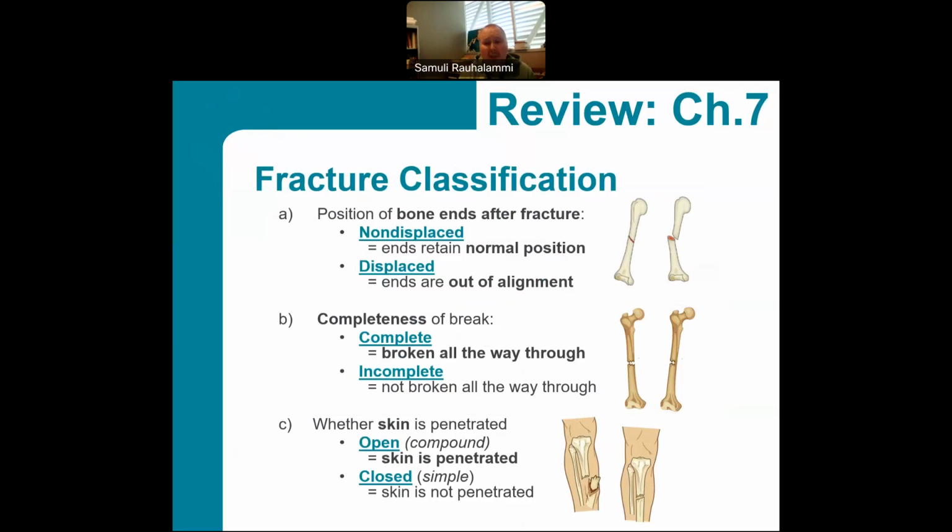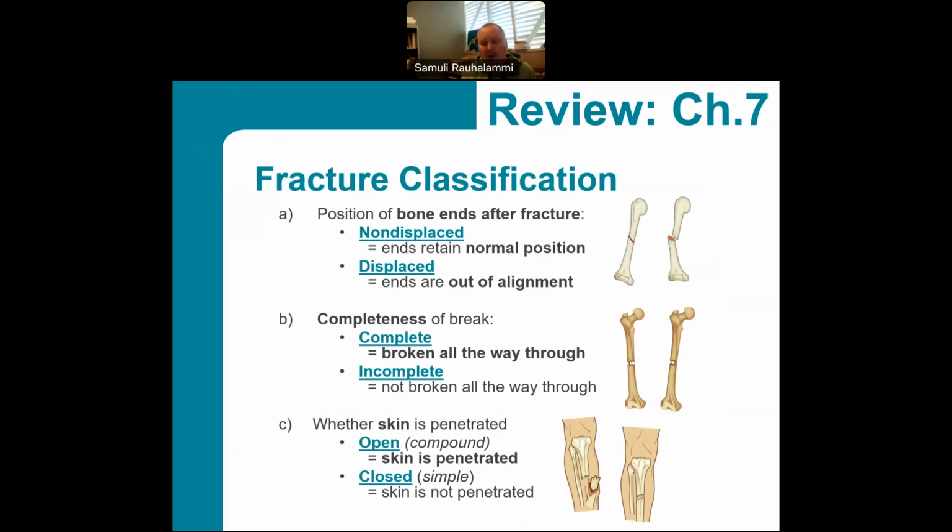Fractures of the bones can be complete or incomplete as well. A complete fracture is all the way through, whereas an incomplete fracture is only a partially broken bone. So on one side it's broken, on the other side, not fully. And then we can also talk about fractures that come through the skin. These are open fractures, where the skin is penetrated. We can actually see that bone poking out.